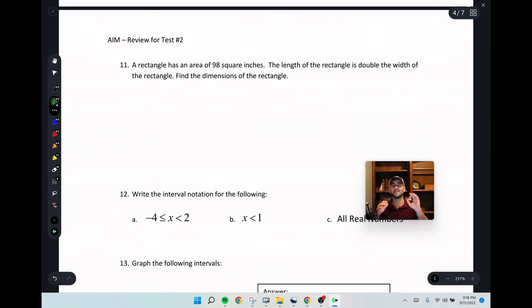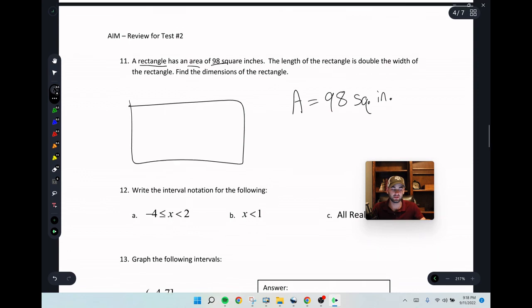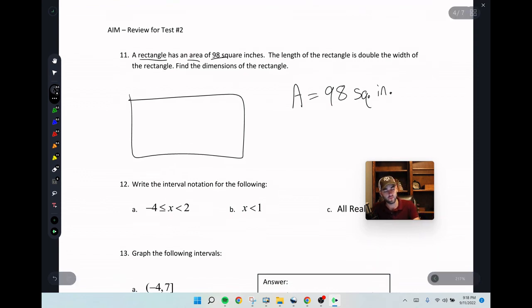All right, we saw a lot of these word problem troubles in our last test and our last review, so I might go ahead and set this up for you so you can see. I always read it. A rectangle, I drew it. We're done. Has an area, wrote it. We're done. Area, I underline it, say I'm done with that. Of 98 square inches, boom. 98, label those units. A lot of people are not labeling units. Square inches.